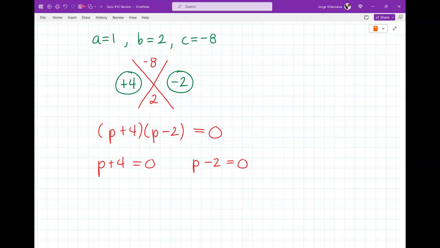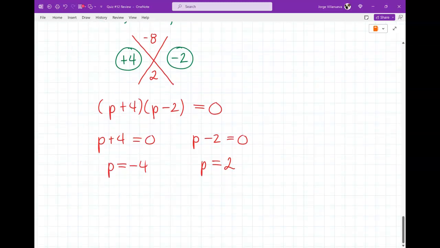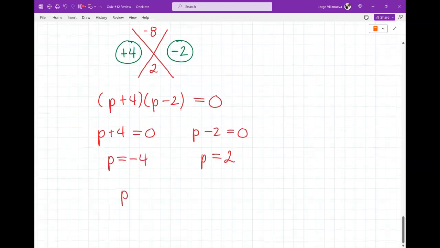So, all right, we split them up and I'm going to subtract 4. So this will be P equal to -4 and the other one will be P equal to 2, which notice is the opposite of what's circled in green, right? So here's my solution. P equal to -4 and 2.